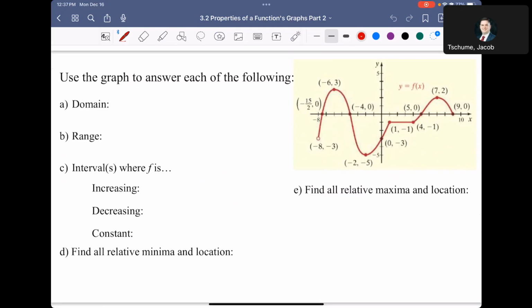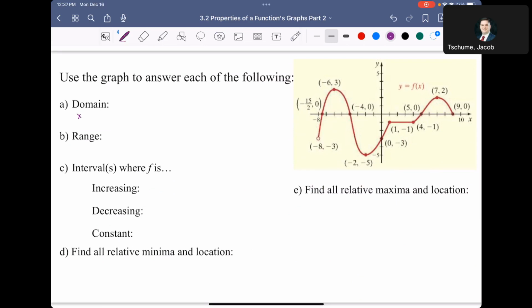So as we go through this, we're going to go one by one and review every little topic I went over in the last video and then find it on this graph. And I've got A through E on this slide, and then we'll do the rest of them on the next slide. So beginning with domain, find the domain of this graph.